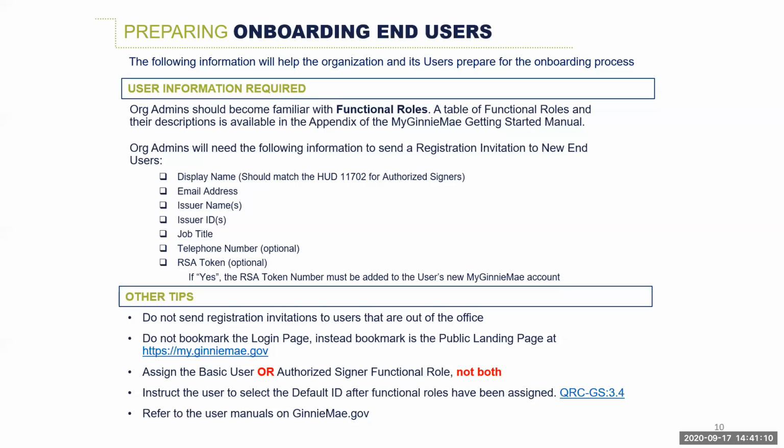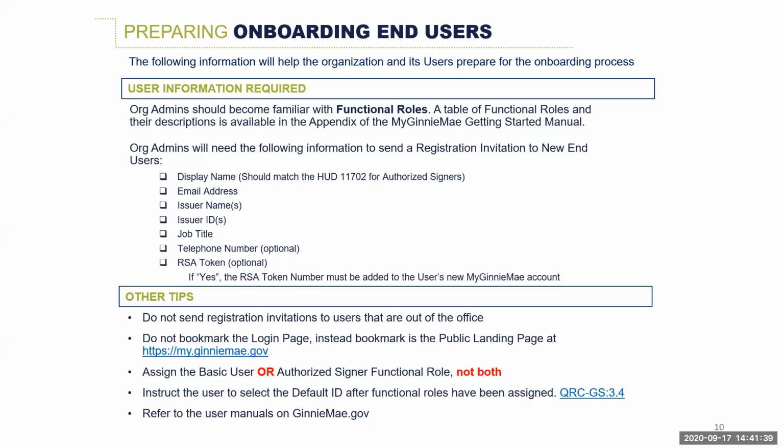QRC from the Getting Started User Manual, GS 3.4, provides instructions on how to select that default ID. You can share that with your users if they're expressing to you that they've logged into MyGinnieMae and can't see the applications. That's generally an indicator that either the functional roles have not been approved or the user has not selected their default ID. Okay.